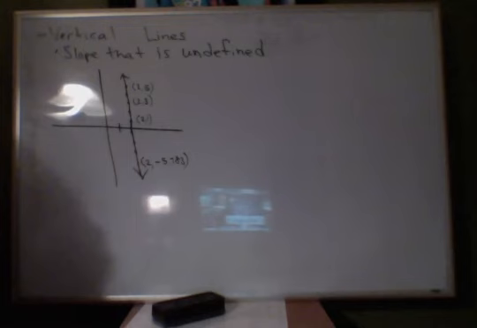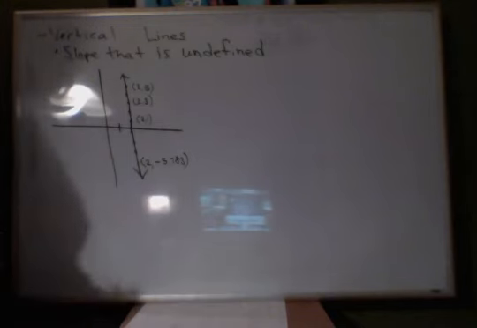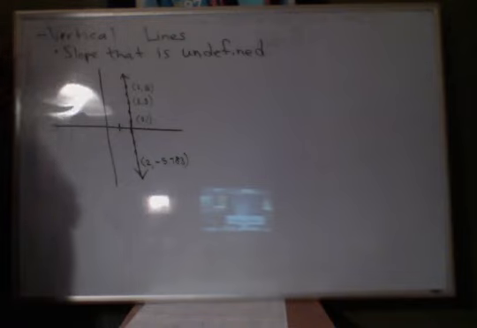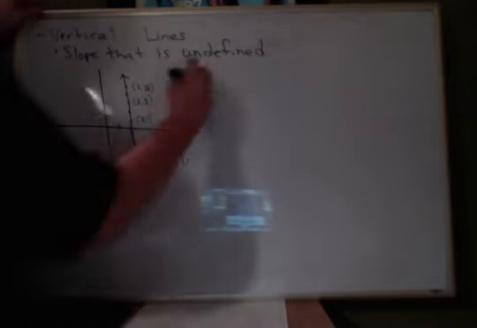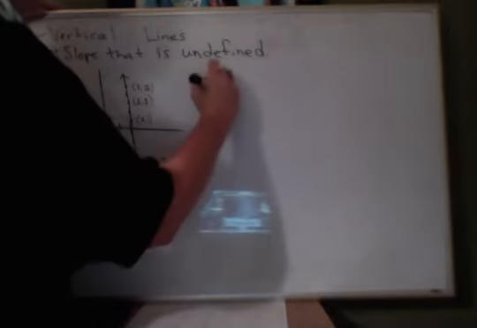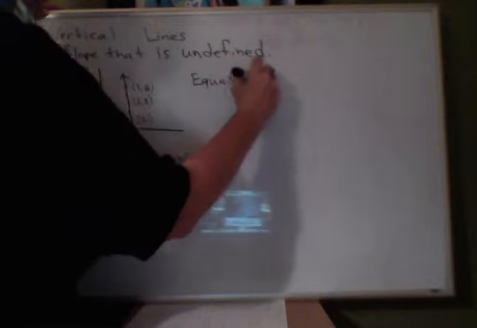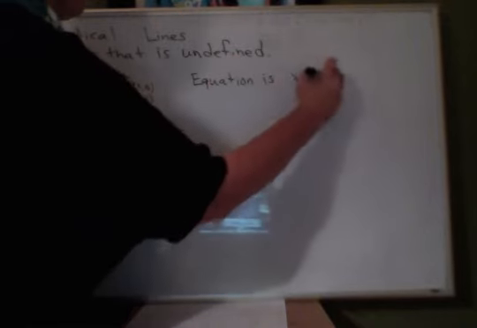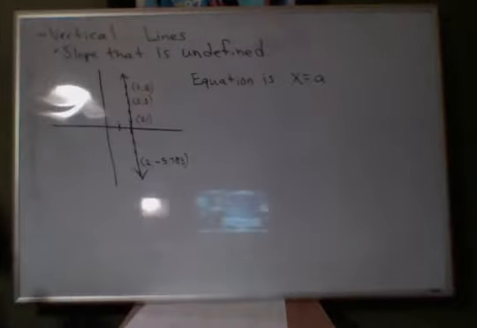So on a horizontal line, all the y values were the same. We had y equals some number. With a vertical line, all the x values are going to be the same. So the equation is x equals a. And we just use the letter a to represent any number.